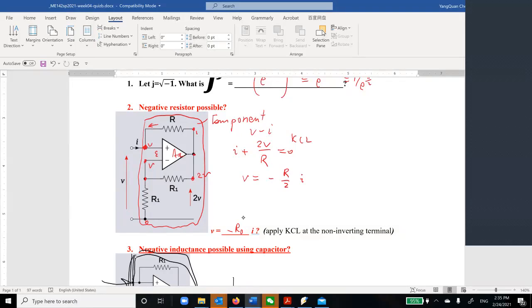So this is R0, this is R0. Okay, so therefore, you can see this component, let's say this is component. This component gives us a negative resistance, right? So this is called negative resistor. Possible? Yes, possible. Having an Opamp, we got a lot of things possible, okay?